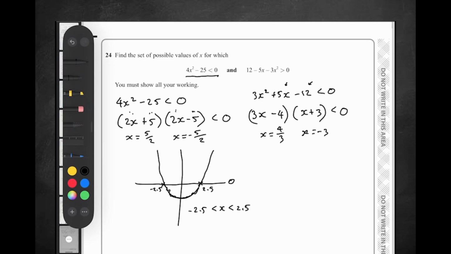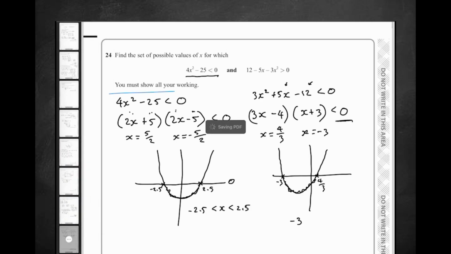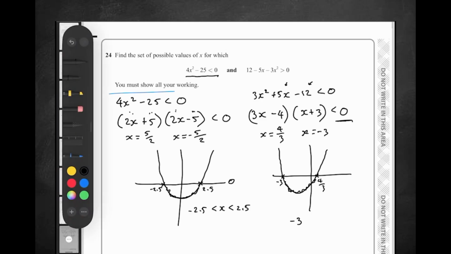We'll draw another very rough diagram that crosses at 4 over 3 and minus 3. And once again, we know it needs to be less than 0. So once again, it's going to fall into this bit here. So it's going to be, for all values, between minus 3 and 4/3.